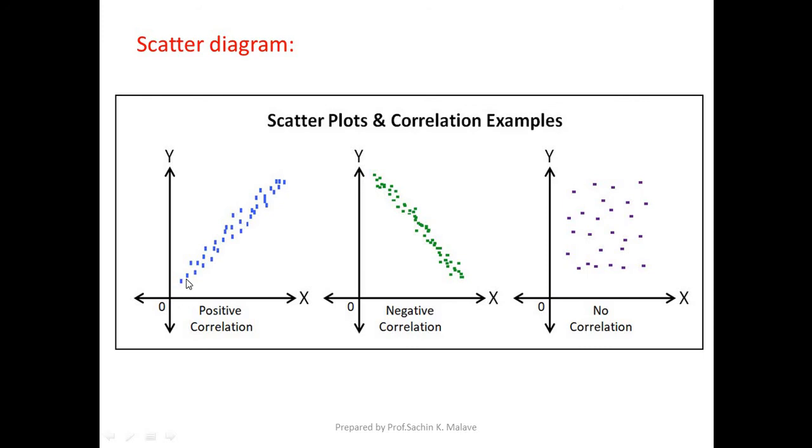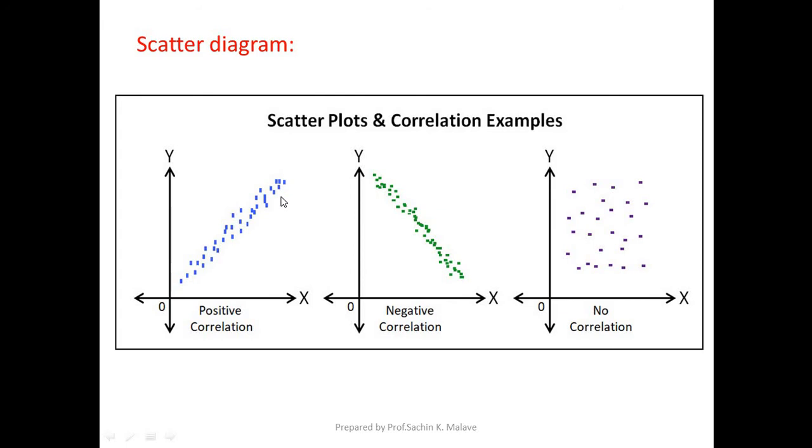In sketch number 1, as you can see, as the variable on the x-axis increases, the variable on the y-axis also increases. As x increases, y also increases, isn't it? And all the points are very close to one another. That's why you can say there is a positive correlation.